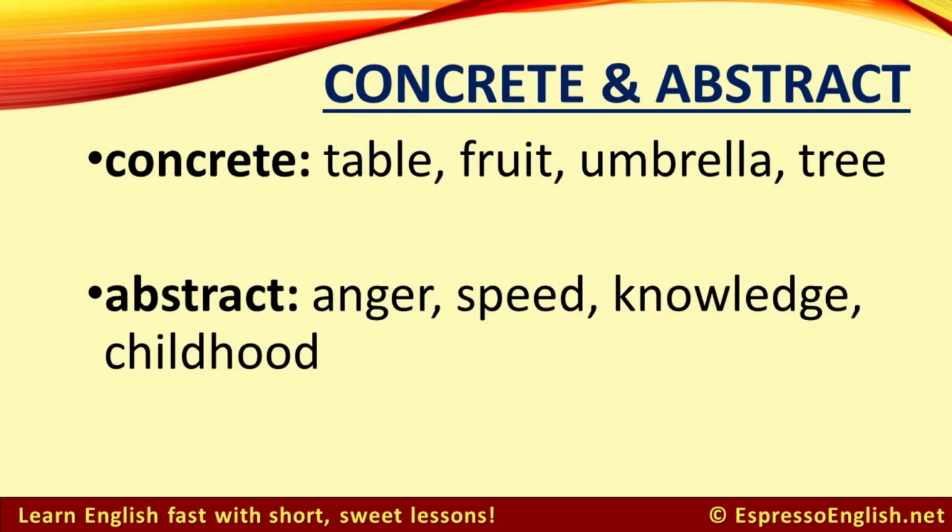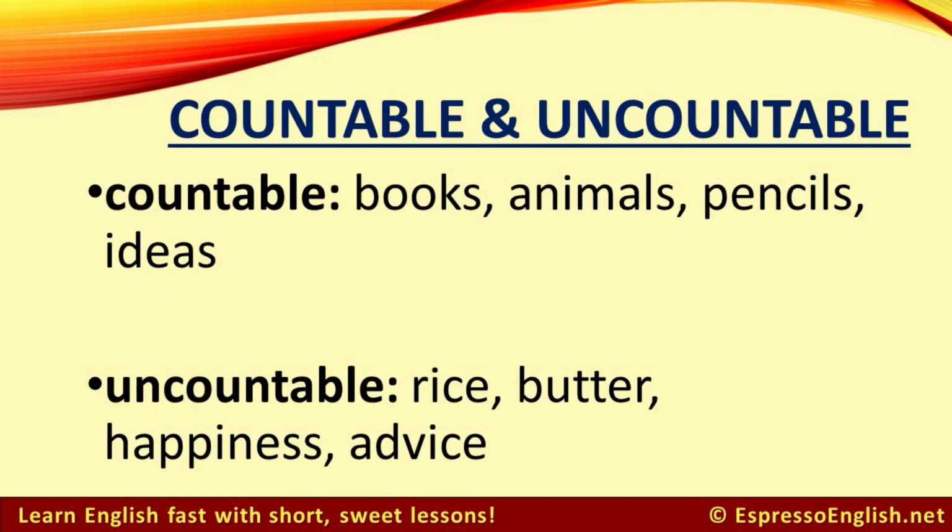Our next pair of categories is concrete nouns, things we can see, hear, smell, taste, and touch, versus abstract nouns, which are more ideas, concepts, emotions, or qualities. Concrete nouns would include table, fruit, umbrella, and tree, whereas abstract nouns would be things like anger, speed, knowledge, and childhood. And finally, we have countable and uncountable nouns.